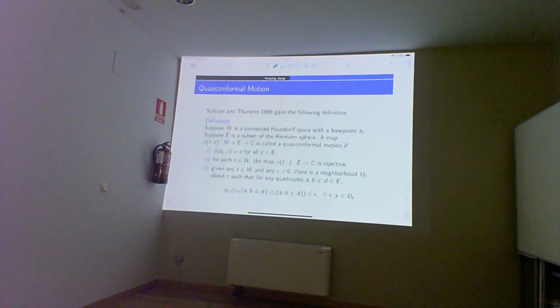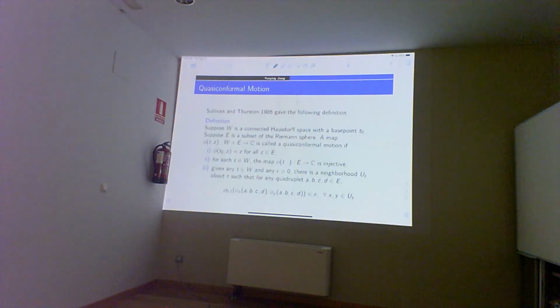C is a connected Hausdorff space with base point t0. Then E is a subset, you can also think of it as a closed subset, it doesn't matter, of the Riemann sphere. A map is called a quasi-conformal motion if, first, at the base point it is still the identity, and for each t it is still injective, so these two are still like a holomorphic motion.